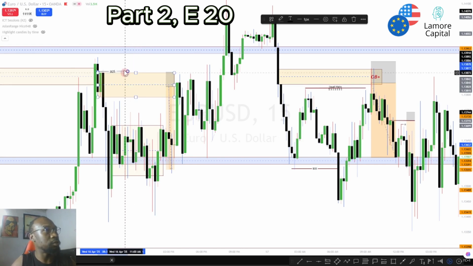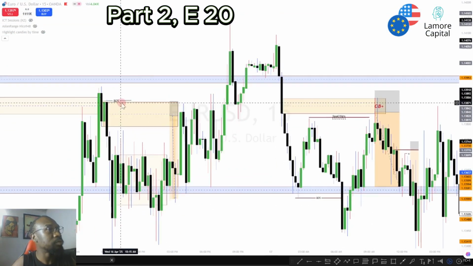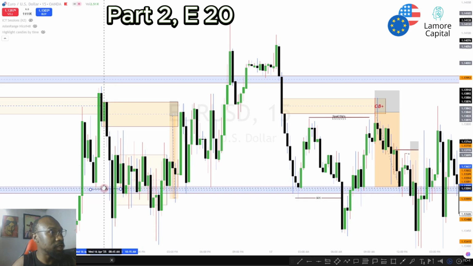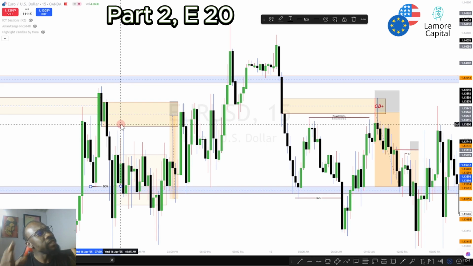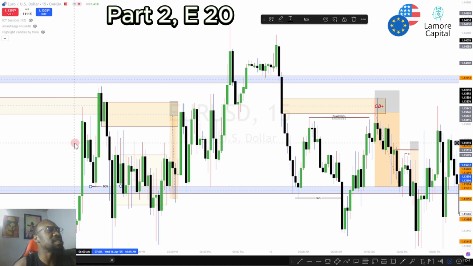Firstly, break of structure. This is our break of structure here. Order block. This is our order block here. Where is our inducement? Where would you call an inducement here? The first pullback. Don't forget, inducement is the first pullback after an order block is created. So now, where would I call my inducement here?